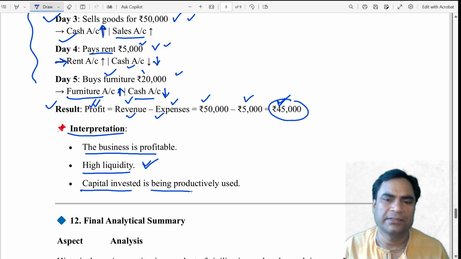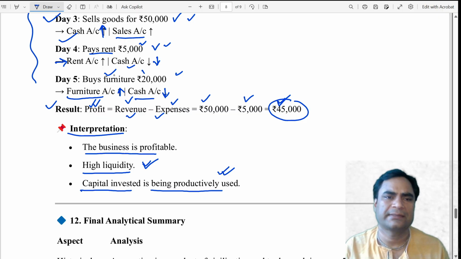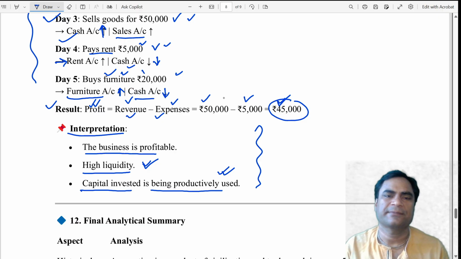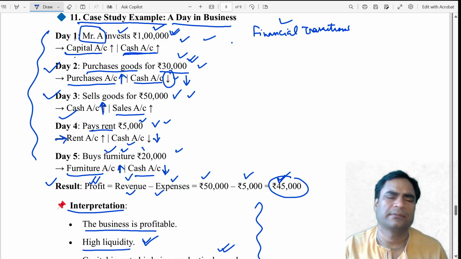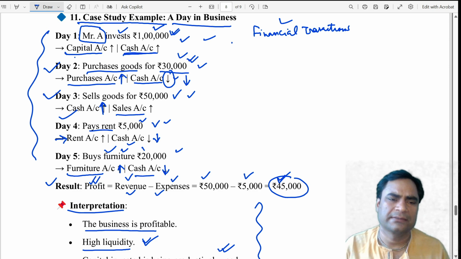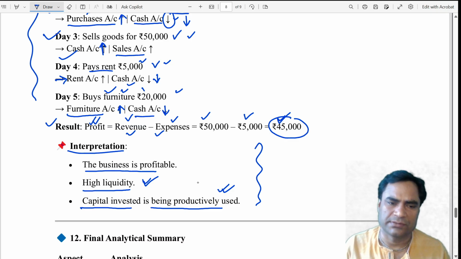Capital invested is being productively used. Here you have invested 1 lakh rupees, you have bought some goods, and you have also sold them. You have also bought some asset as furniture. So ultimately the capital invested is being productively used. So this is known as the interpretation. Here is an example of how the accounting process is completed. In a single case study, it is explained with just 5 transactions that a business is earning profit, and the interpretation is that the business is profitable, has high liquidity, and capital is properly, productively used, right?